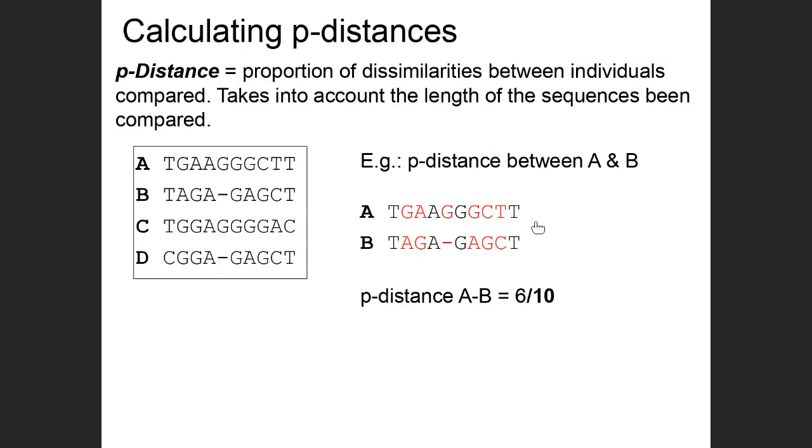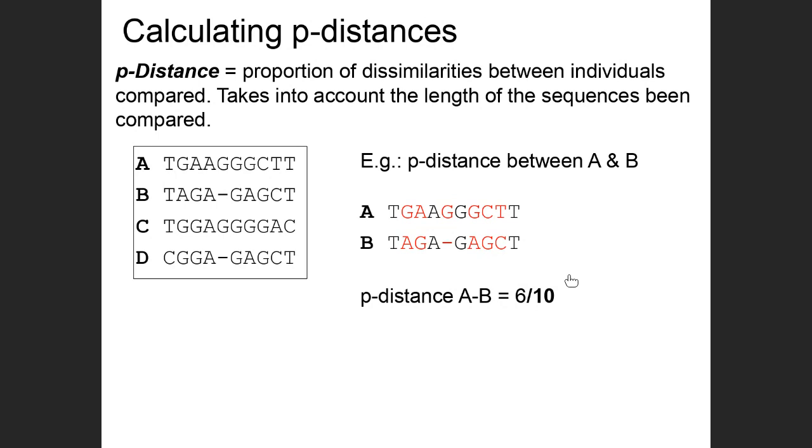But then I count the length of the sequence. And I elected to get the sequence that is longer because I don't want to underestimate the difference. So I'm just doing 6 over 10 because there are 10 nucleotides here. 1, 2, 3, 4, 5, 6, 7, 8, 9, 10. Good, I didn't make a mistake there. So that's the p distance.